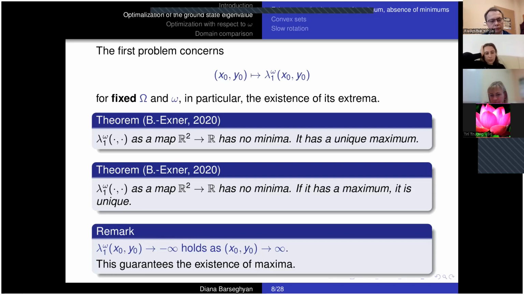So what do we have from these two theorems and the remark? We prove that this mapping has no minimum, and if it has a maximum, then this maximum is unique. But the existence of the maximum is guaranteed by this remark, because λ1 goes to minus infinity at infinity. Since we also prove that this mapping is continuous, it follows that the maximum exists. And after that we prove that this maximum is unique. So the statement is that it has a unique maximum and has no minimum.